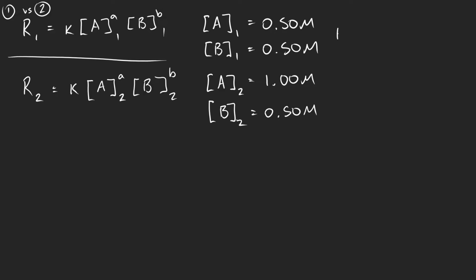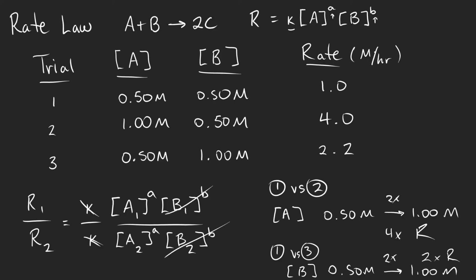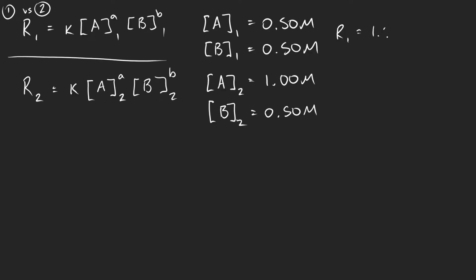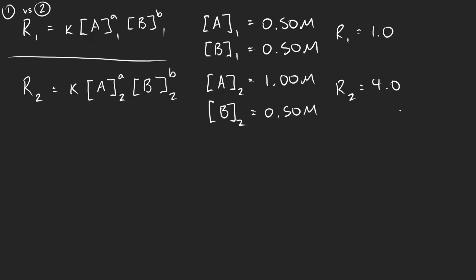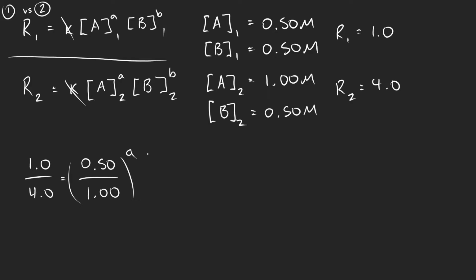The rate for reaction 1 was equal to 1.0. The rate for reaction 2 was equal to 4.0. So, again, let's substitute a lot of these things in. The proportionality constant cancels, right? So what we're left with is 1.0 divided by 4.0 is equal to, okay, so the concentration of A is changing, so we have 0.50 divided by 1.00 to the A power.